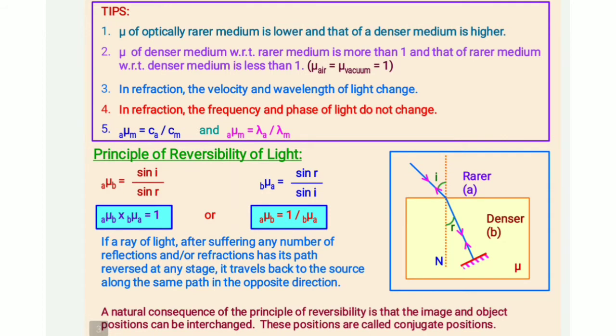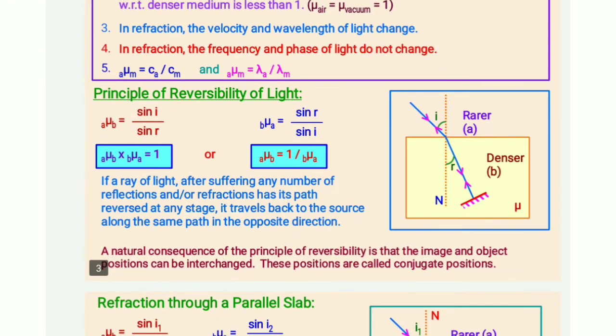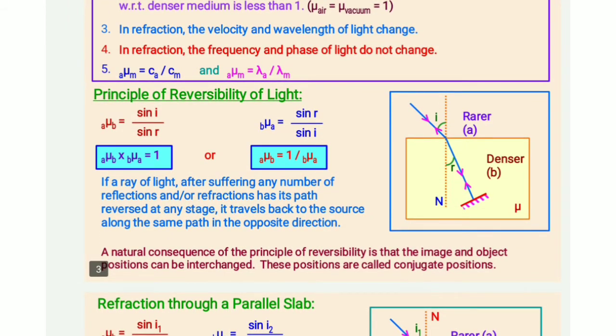So that is called an absolute refractive index, right? So this is the formula which we have. Now here we are going to discuss the principle of reversibility. What is the principle of reversibility of light? Here, first I will read it for you and then I will discuss this too.